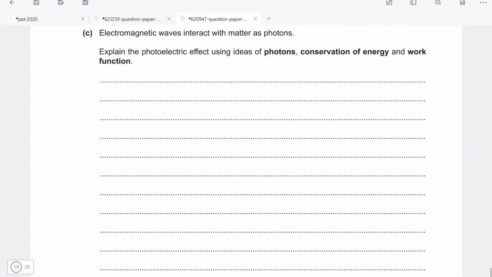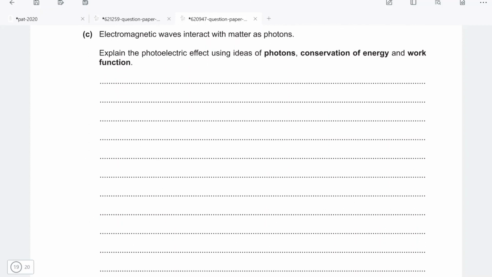For a final question, we need to look at the photoelectric effect. So, electromagnetic waves interact with matter as photons, little particles of light. Explain the photoelectric effect using ideas of photons, conservation of energy, and work function.